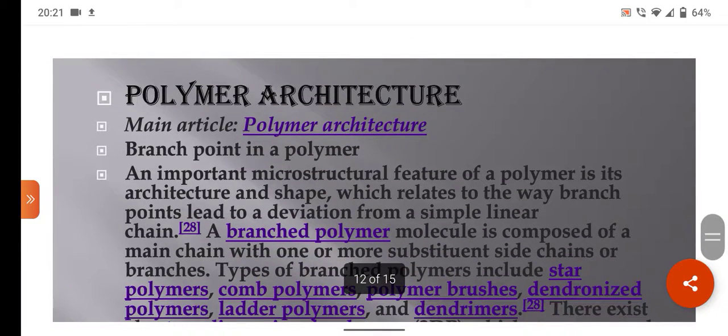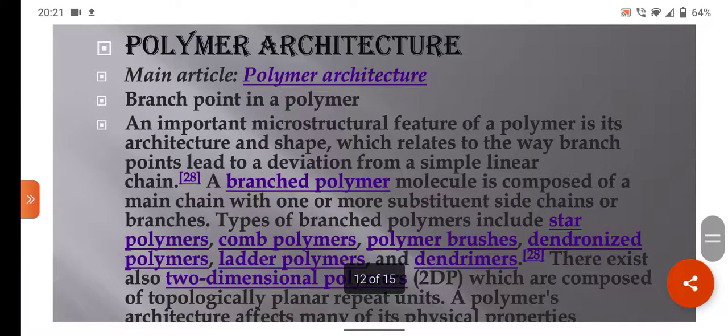Polymer architecture. Main article: Polymer architecture. Branch point in a polymer. An important microstructural feature of a polymer is its architecture and shape, which relates to the way branch points lead to deviation from a simple linear chain. A branched polymer molecule is composed of a main chain with one or more subsequent side chains or branches.